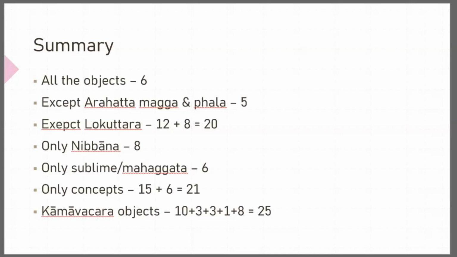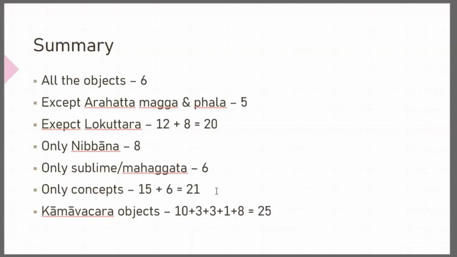Then what are the Chittas that take the objects except Lokuttara? They are 12 Akusala Chittas, 4 Jnana Vippayutta Maha Kusala and 4 Jnana Vippayutta Maha Kiriya. Altogether there are 20 Chittas that take all the objects except Lokuttara. Then the 8 Lokuttara Chittas can take only Nibbana as their object.